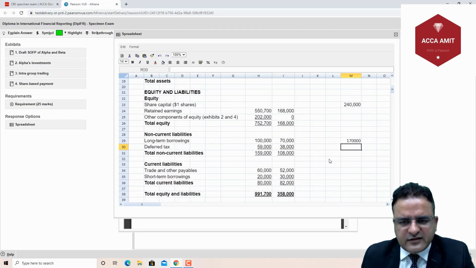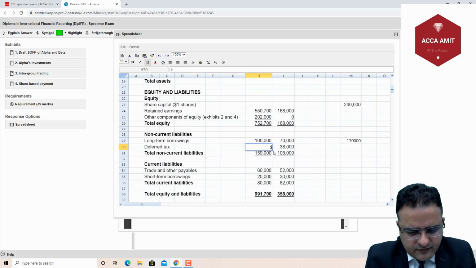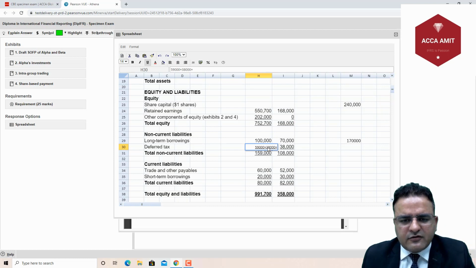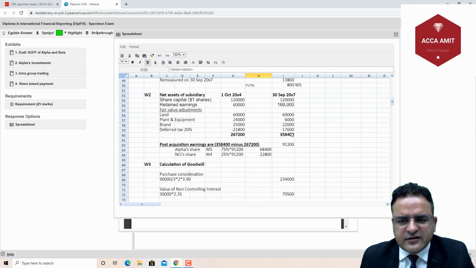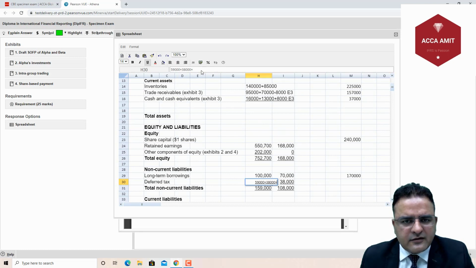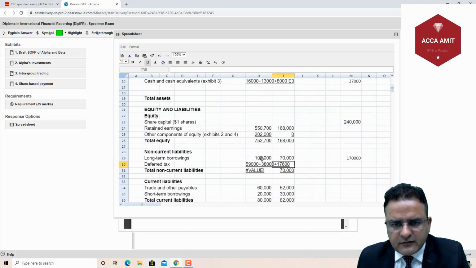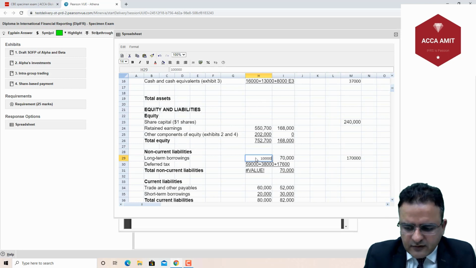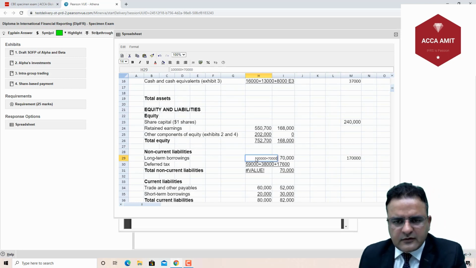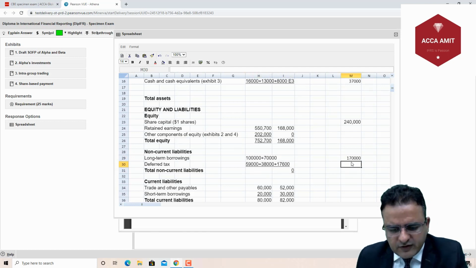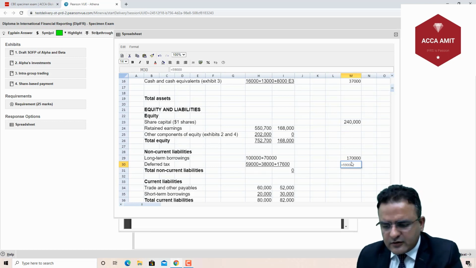We'll deal with it when we are dealing with deferred taxes. Deferred taxes, we can deal with it: 59,000 plus 38,000 plus the balance of deferred tax included at the date of balance sheet, 17,600. So total amount of deferred tax balance is 59,000 plus 38,000 plus 17,600.